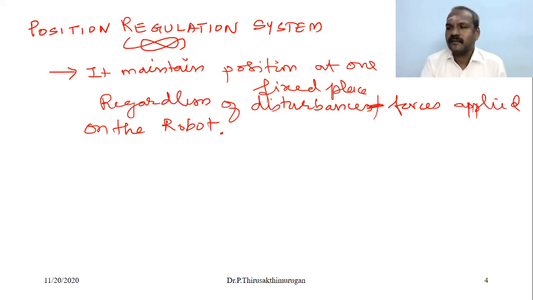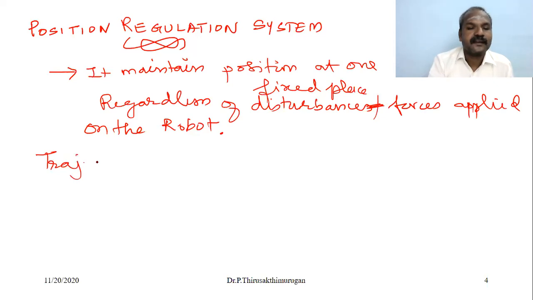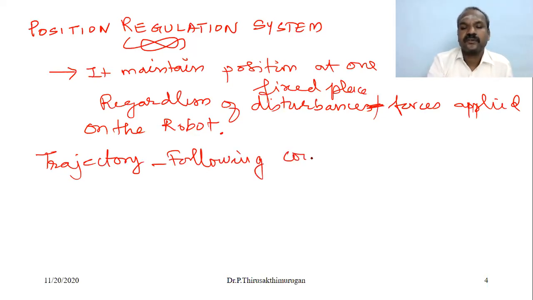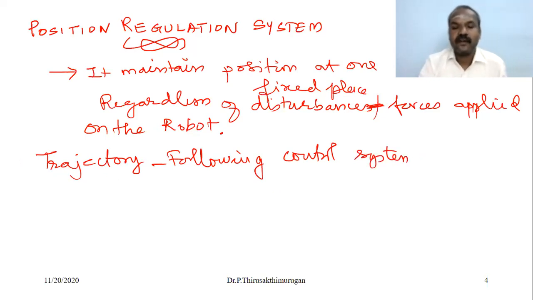There is also another control system called trajectory planning, or trajectory following. One more control system we are going to discuss in the forthcoming lecture is the trajectory following control system, which causes the block to follow the desired position trajectory.